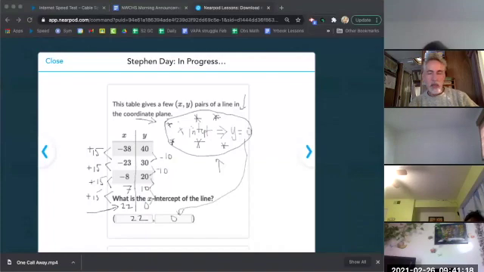10, 9, 8, 7, 6, 5, 4. I don't see anything in the chat. I don't hear anything. And I'm ready to give points out for anybody who knows what the value of x would be if I were looking for the y-intercept. Anybody? 0. Very good.